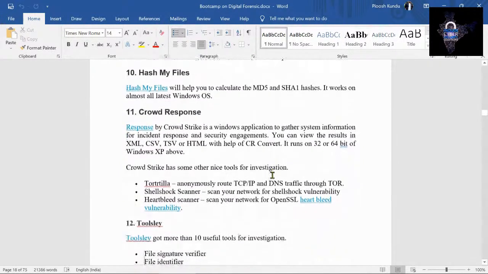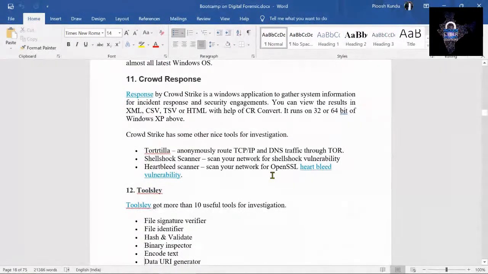The 11th is CrowdResponse, from CrowdStrike. This Windows application gathers information for incident response and security engagements. You can view the results in XML, CSV, TSV, and HTML. You can convert them with CRConvert. It runs on 32 and 64-bit Windows XP and above. CrowdStrike provides important tools for investigation.